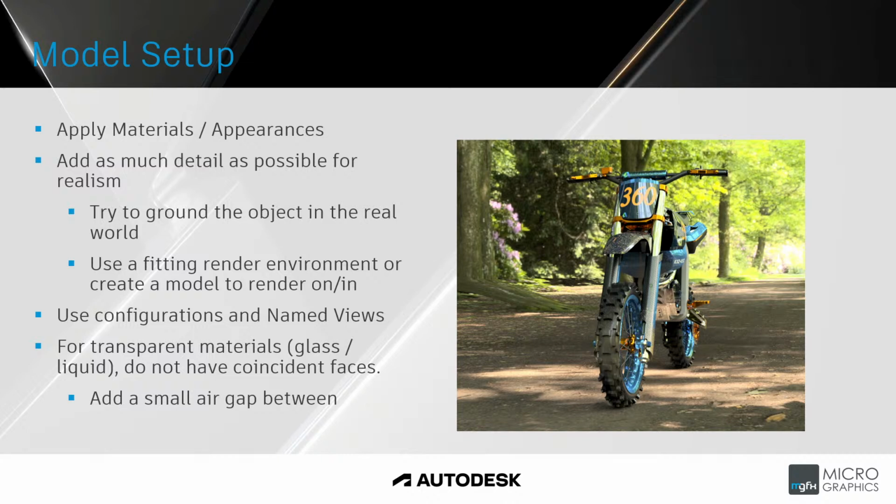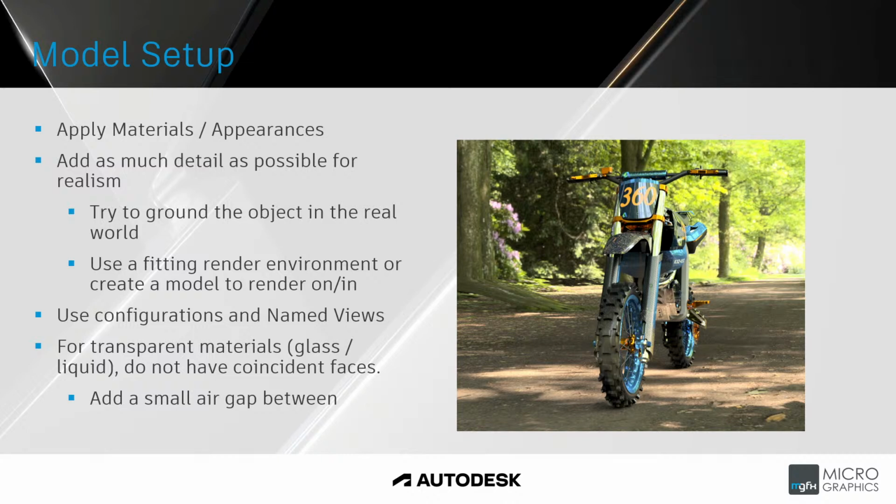Maybe your machine comes with different packages, different levels of trim. Once again, just back to the motorbike, you could have different levels of trim on the motorbike, different packages, different exhaust, different seat, and so the configurations helps with that. And then named views helps you just get back to that same camera angle. So you might go model and you move the view around and you want to get back to that view that you thought was a really good angle. Named views allows you to get back to that.